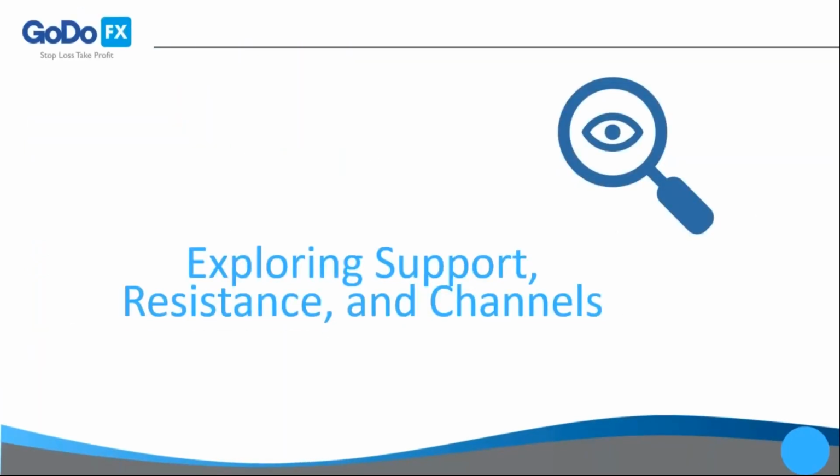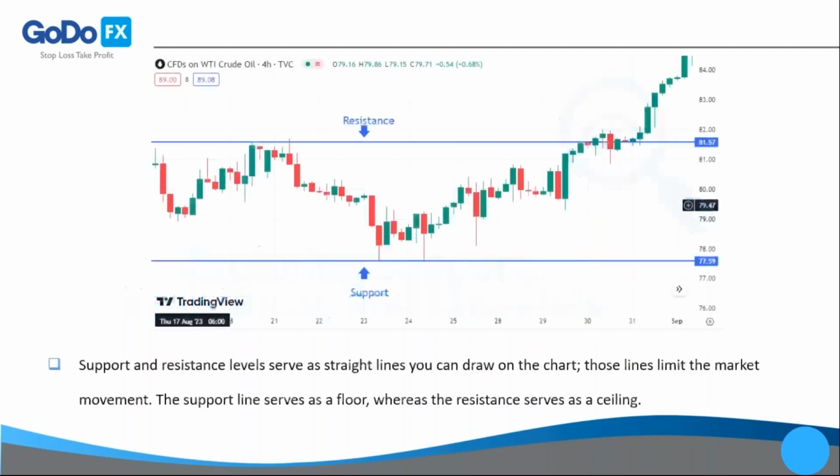So we're going to start first by exploring the support, the resistance, and the channels before moving to the indicators. The support and resistance levels serve as straight lines you can draw on the chart. Those lines limit the market movement. The support line, as you can see in the image, serves as the floor, while the resistance serves as the ceiling.